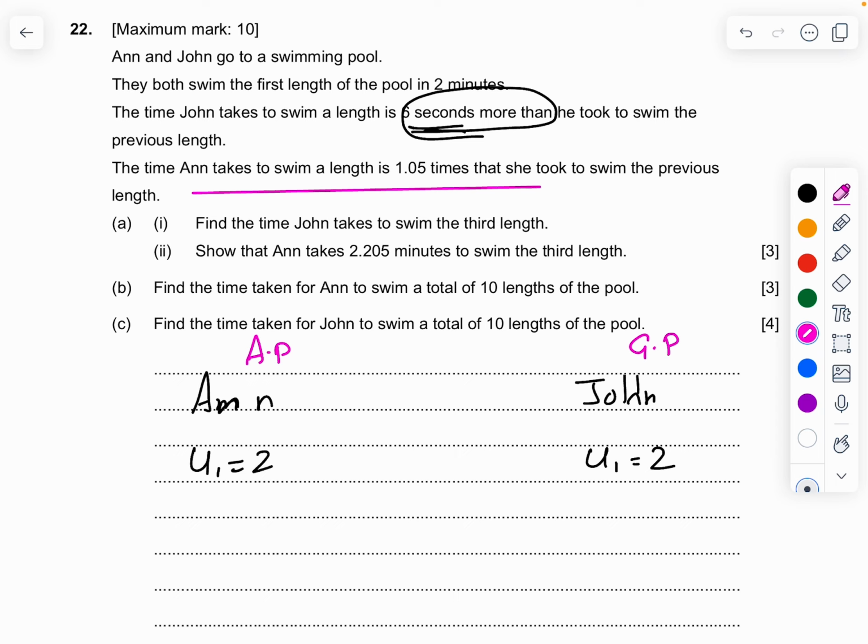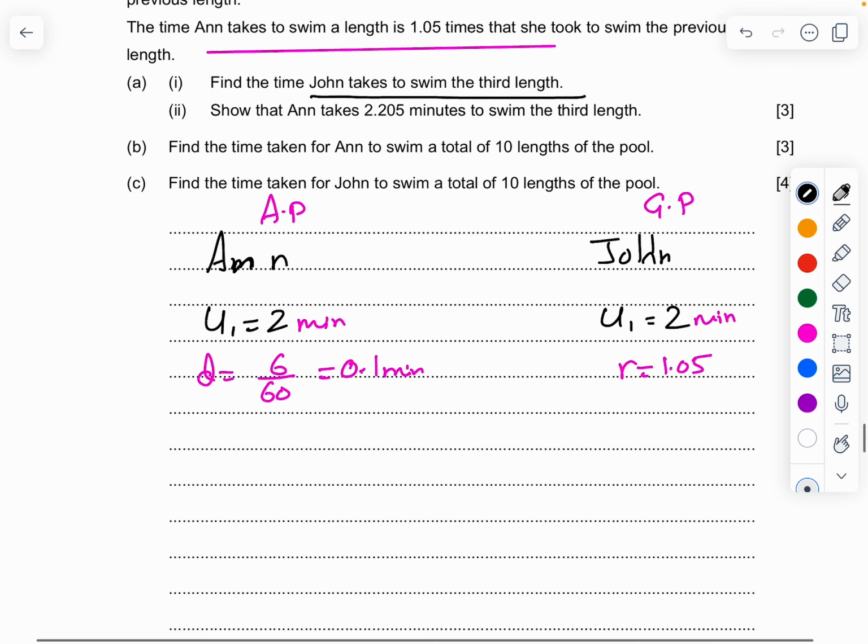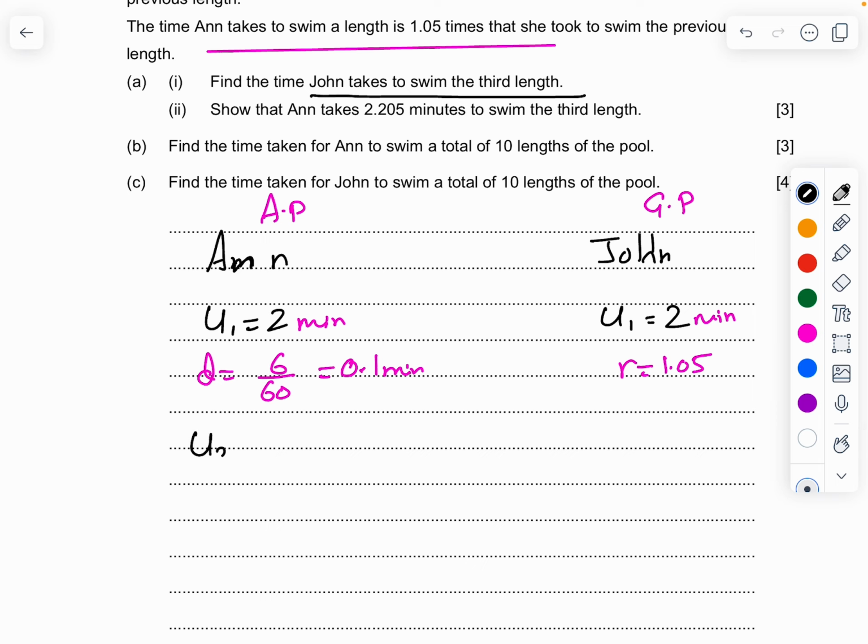In Anne's case, r is 1.05. In John's case, it is 6 seconds, 6 divided by 60, so the common difference is 0.1 minutes because everything is in minutes. Now, find the time John takes to swim the third length. So we are asked to find U3, which is U1 plus 2d, which is 2 plus 2 times 0.1, which is 2.2 minutes.